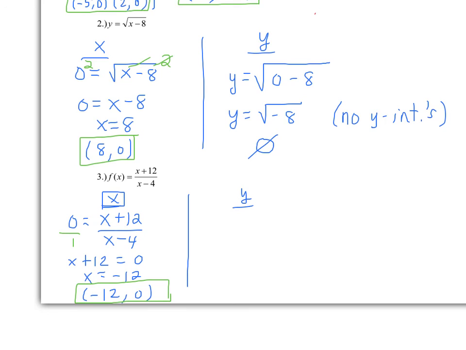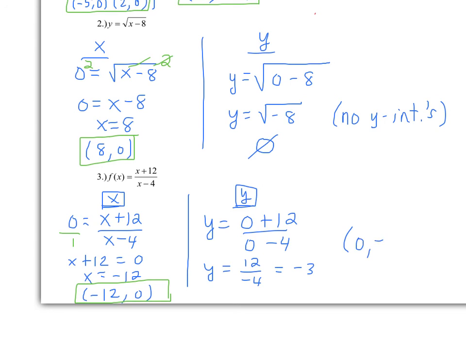And over on this side, we're going to put a 0 in where we see an x and just simplify. Okay, so that's going to give me 12 over negative 4, which is negative 3. So my y-intercept would be 0, negative 3.